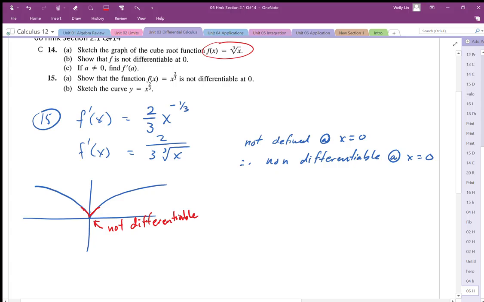Okay, so because of the kink, it's not smooth and continuous at that point. So it's continuous, but not smooth.